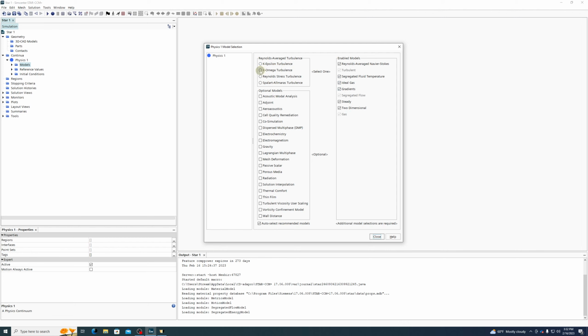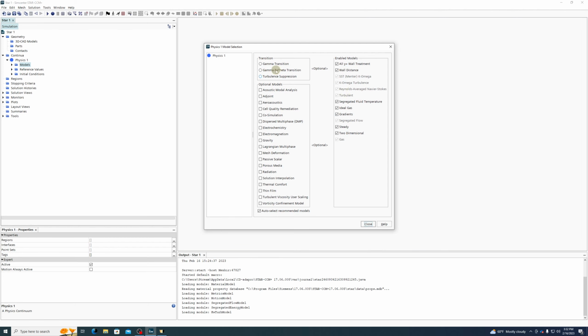For today, we're going to select K omega. We have some optional features for how it predicts the transition between laminar and turbulent flow. We're not going to select them for today. We may go over them later, time permitting.